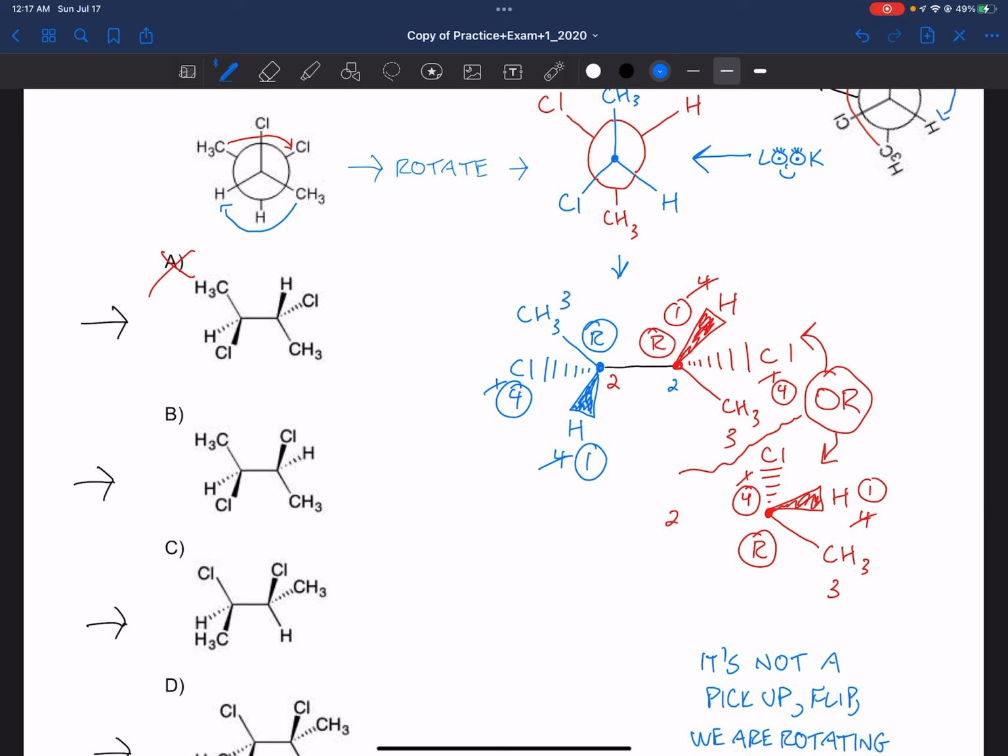So if we wanted to double check ourselves real quick, you really need to learn how to do these RNS configurations really quickly. Now, we don't need to make any changes here because we see hydrogen is on a hatched wedge.